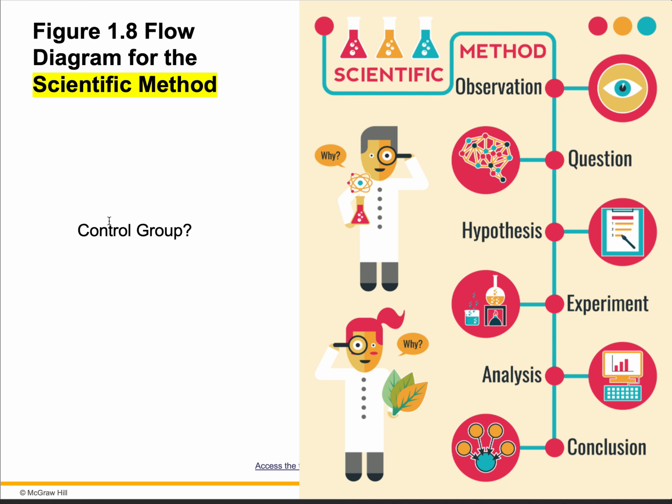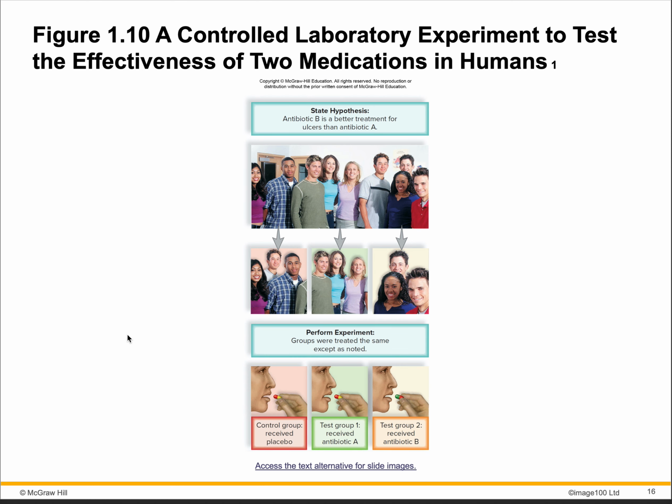And then here I have control group. When you are developing an experiment, it's important that you include a control group because you use that for comparison. So a control group is a group that doesn't receive the treatment, and then you use it for comparison. A really good example they have in the next slide is this group of people, and it says here that they're going to give them an antibiotic to treat ulcers. And so when they're doing the experiment, it says the groups were treated the same, except as noted, that some of them got a control, that they got a placebo.